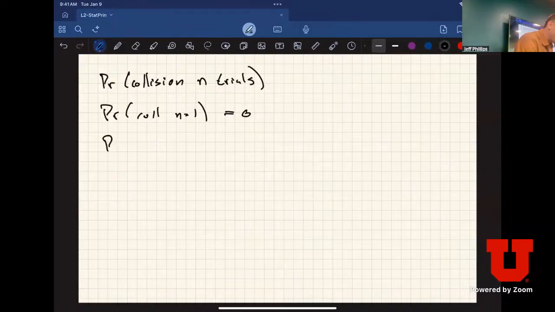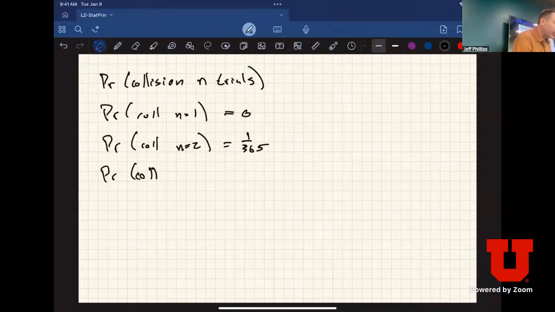Okay, so the probability of collision with N equals 2 is going to be 1 over 365. What's the probability of collision with N equals 3? About, let's say, 1 over 365 squared? That would go down, that would mean a smaller probability. No, what you want to say is the probability you have no collision. What's the probability of no collision?